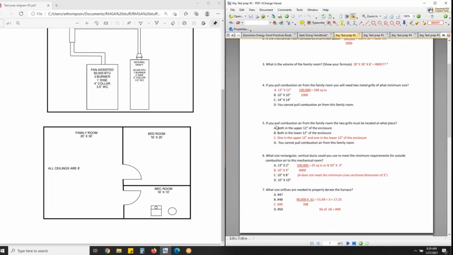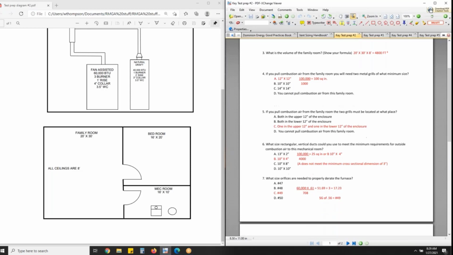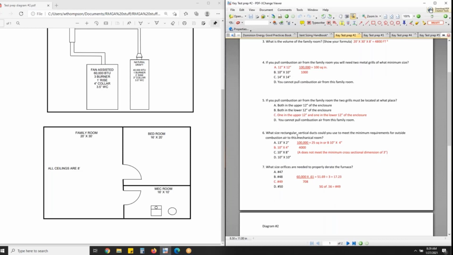Okay, if you pull combustion air from the family room, the two grills must be located at what place? C, one in the upper 12 and one in the lower 12, right? It's right in the code. We just looked at it, okay? All right. What size rectangular vertical ducts, so that means going up and down, could you use to meet the minimum requirement for outside combustion air to this mechanical room? And the correct answer is B, because A does not meet the minimum cross-sectional dimension of 3 inches.